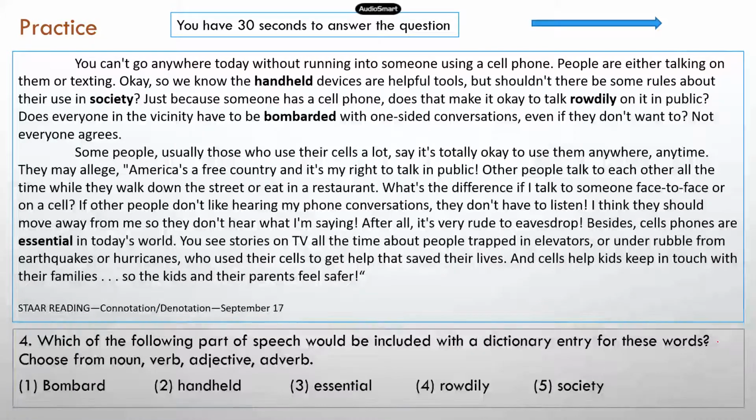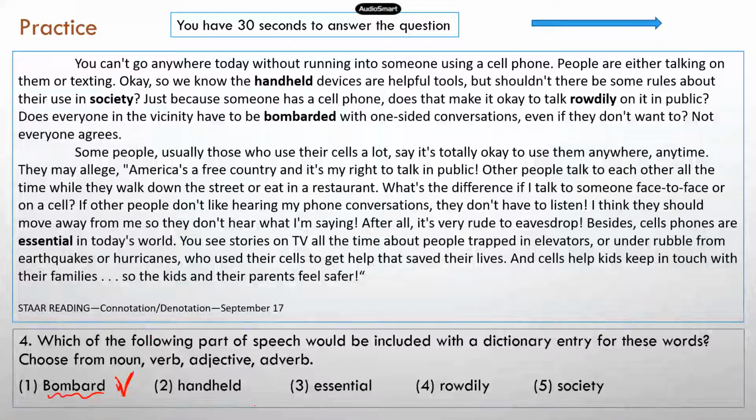Okay, so this question asks you to identify what part of speech it is for the following words. So the first one, bombard. This word means attack with shells and bombs. So this is a verb, and you can see there's a metaphor there, right? When people talk very loud in public, they're not really attacking others with weapons, with bombs. So this is definitely a use of metaphor.